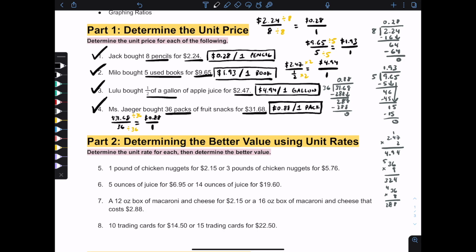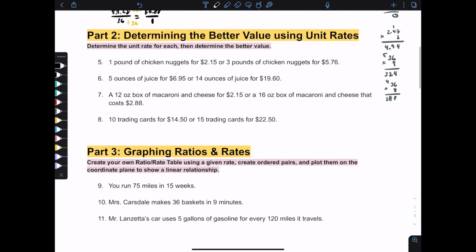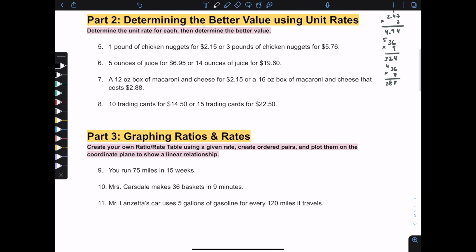Okay, let's move on down to part 2. Okay, so we're going to see if we can find the better value between these types of deals. So we have this first one, number 5. 1 pound of chicken nuggets is going to cost $2.15, or 3 pounds of chicken nuggies for $5.76. So to do number 5, I'll just put my work down here.